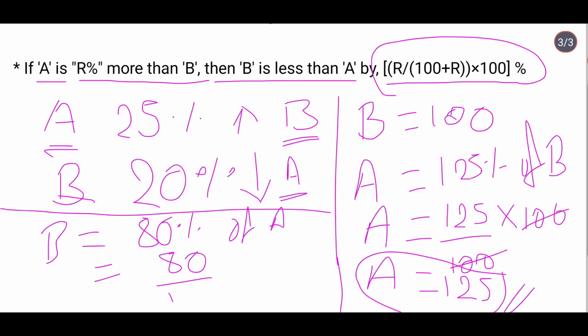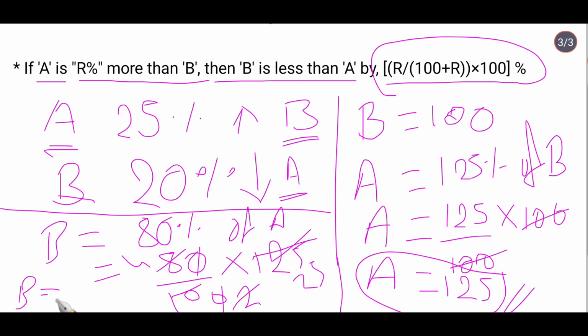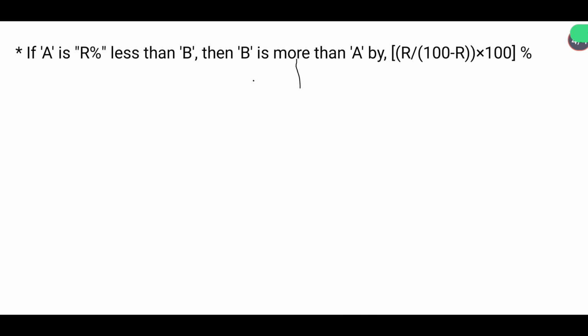80 by 100 into A value, which is 125. The 0 gets cancelled. 5 twos are 10, 25 fours are 100. So 25 into 4 is 100. B is equal to 100. Correct, right?